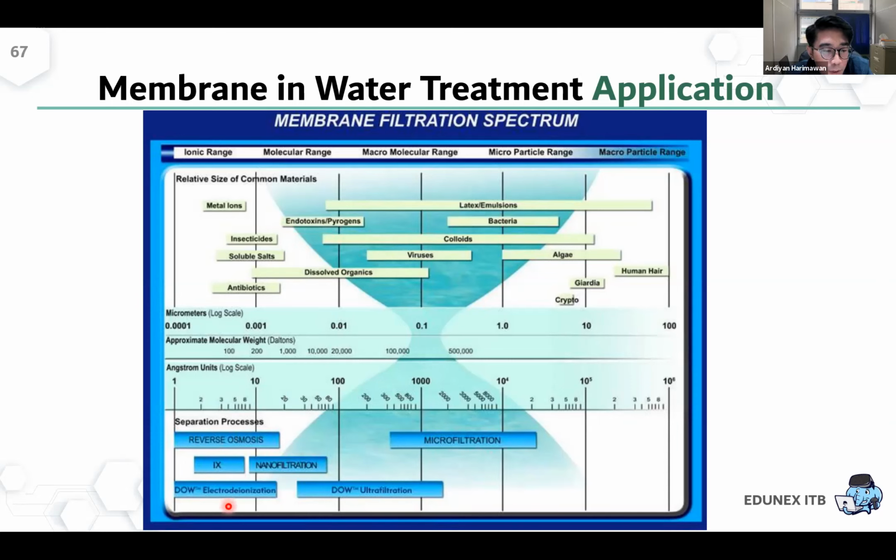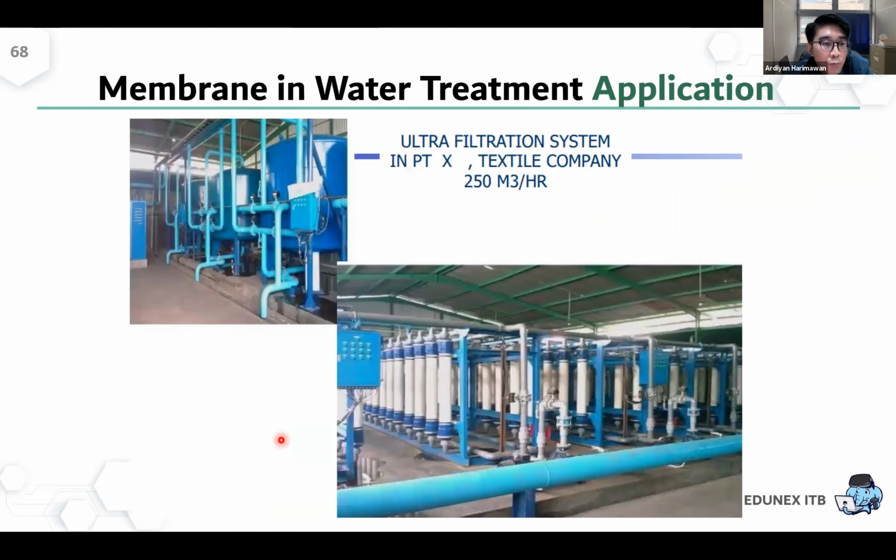And then membrane can be operated with what we call adding some electricity. So we can do electrodialysis or deionization. Yeah, it's the combination of membrane operation with electricity. And the last one, which I have mentioned before, is reverse osmosis.